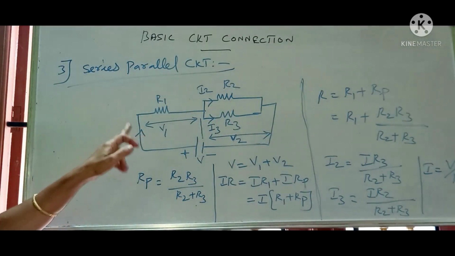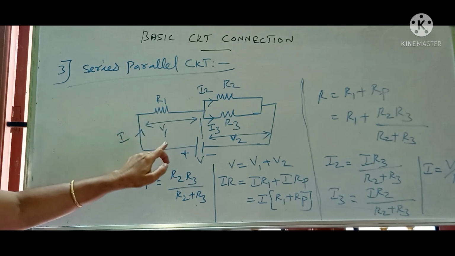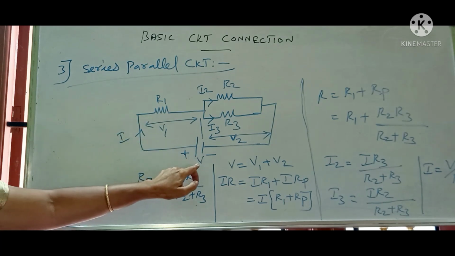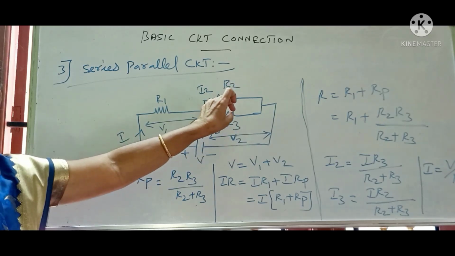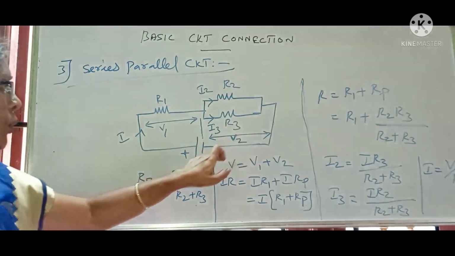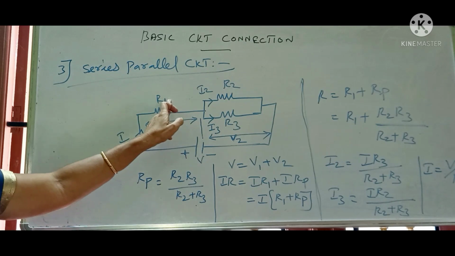Now at this point, R1 is a series resistor to the supply voltage, and R2 and R3 are connected in parallel form and connected in series to the supply and then the resistor R1.